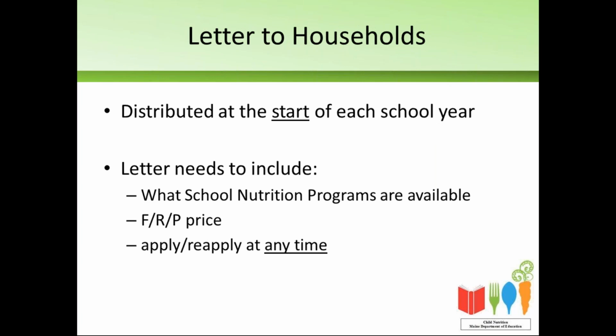You'll be sending a letter to the household with the application at the beginning of the school year. That letter needs to include what school nutrition programs are available. For the reduced and paid eligible students, what's going to be the price of their meal? You must also include the fact that the family can reapply or even apply at any time in the school year. Also make sure with this information is the current non-discrimination statement.